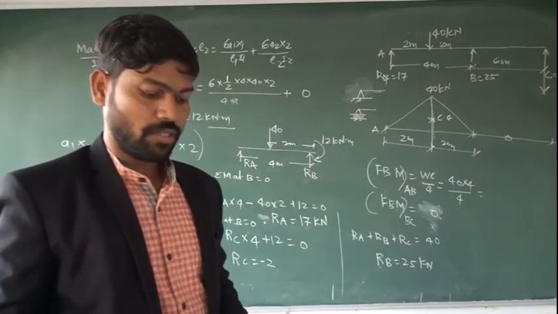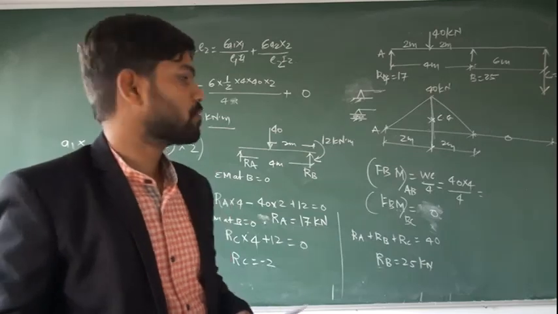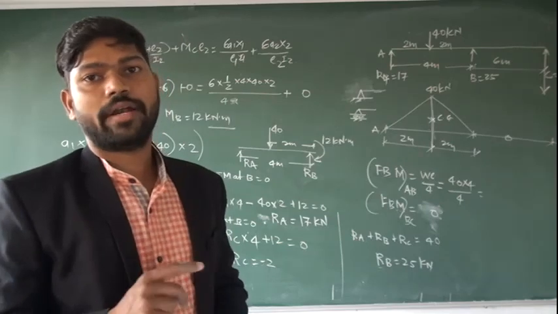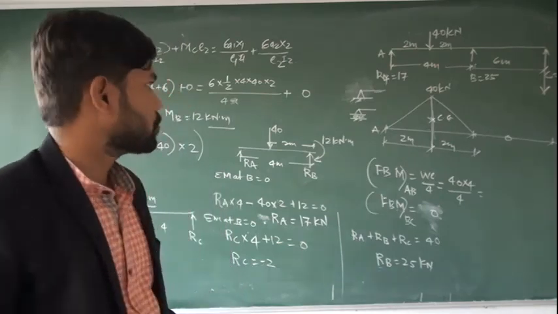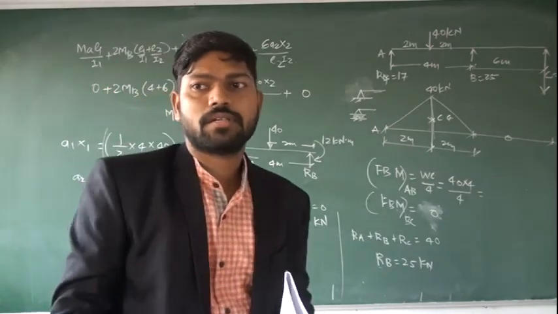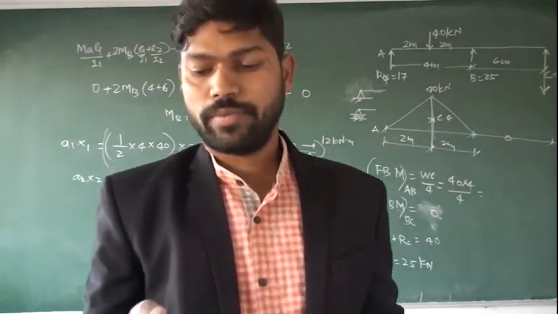They asked to find the moment and support reactions. You have calculated the bending moment of 12 kilonewton meter at the middle and 0 at both the ends, and the reactions RA, RB and RC. Okay. In the next lecture we will solve some more examples on the three moment theorem.